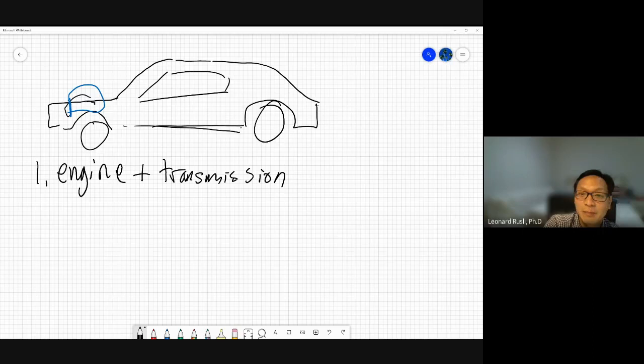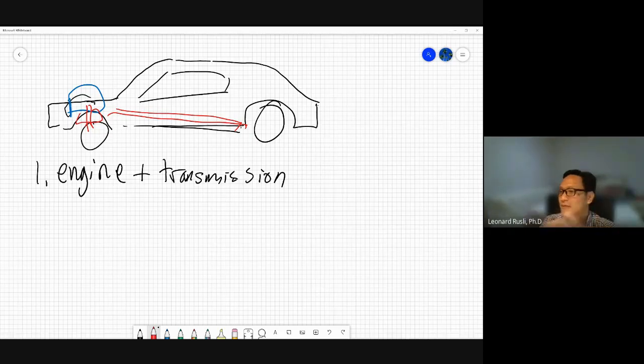Its job is to transmit, right? Transmit power. So you have connections from the engine through a gearbox. If it's rear-wheel drive, then you have a shaft going to the back. Okay? So engine and transmission.